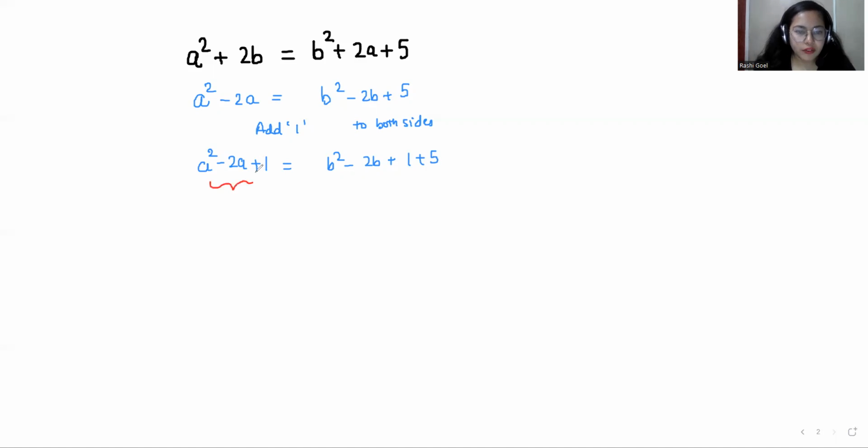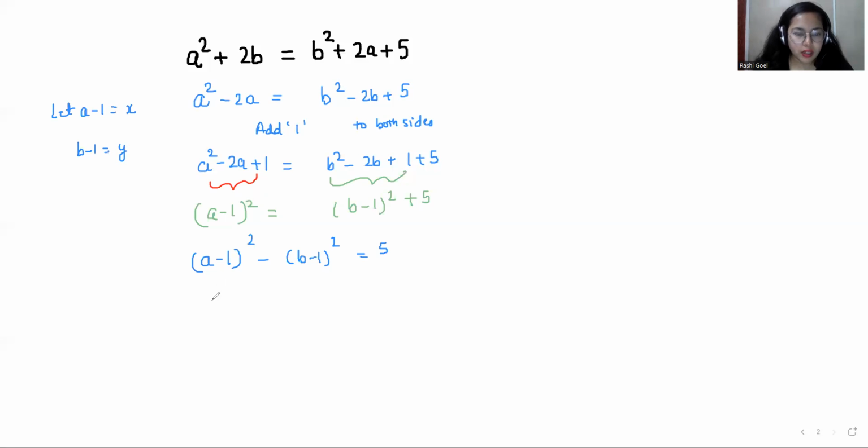So it looks like a famous identity, that is a minus 1 whole square. And same here, we can write it as b minus 1 whole square plus 5. If I separate both the terms, a minus 1 whole square minus b minus 1 whole square equals 5. So let's assume that a minus 1 is x and b minus 1 is y. So I can write it as x square minus y square is equal to 5.